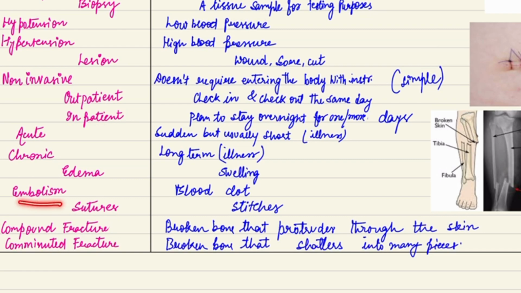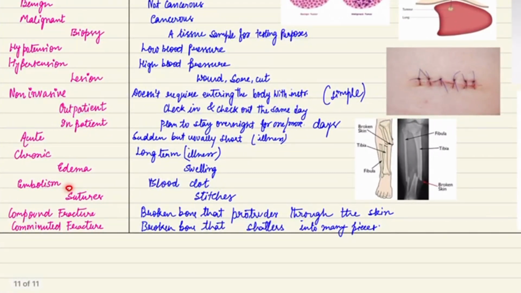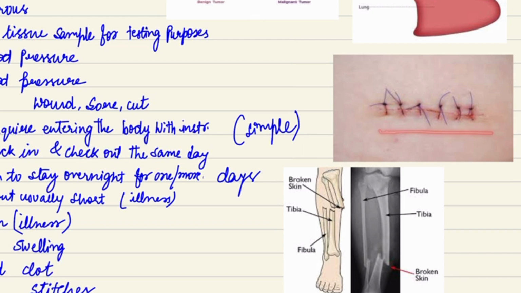Now we have embolism. This word is very common when you learn about the heart and cardiology. Any kind of blood clot is called embolism. Now we have suture. Suture is the medical term used for stitching. You can see this diagram and infer from this. Any cut is made, any surgical process is done, then we have to put the skin together and do the stitching. The common word is stitching, but in medical terms we use the word suture.